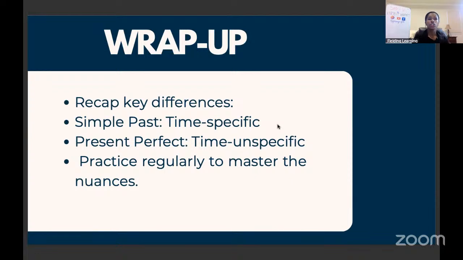Okay. So practice your English regularly, all these tenses, because that's the way that you're going to master English and you're going to feel really good about yourself.